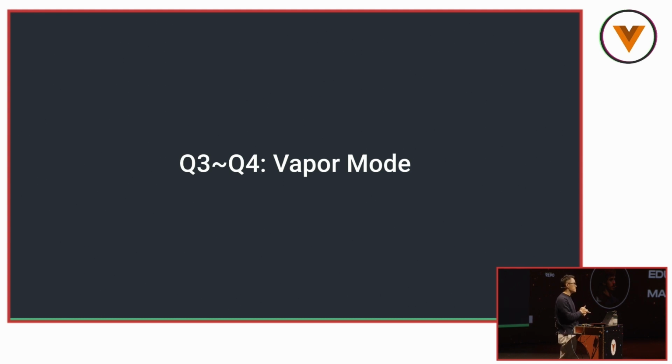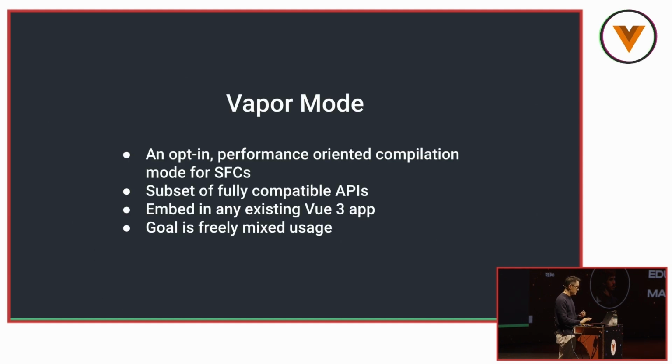I've mentioned this a few times in past talks, but the gist of the idea is Vapor Mode is an opt-in, performance-oriented compilation mode for single-file components. So the keyword here is that, first of all, it's opt-in. Second of all, it's a compilation mode, which means it's not some new API that you need to learn or some new way to write a component. It is the same syntax, the same APIs. It's just that the compiler will do something different to make it more efficient.